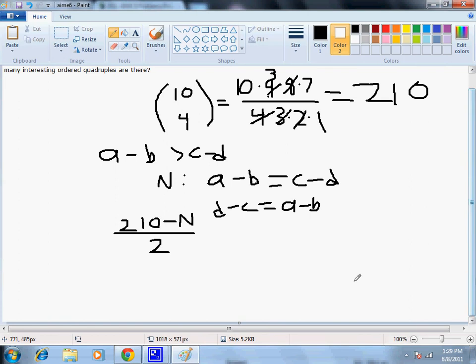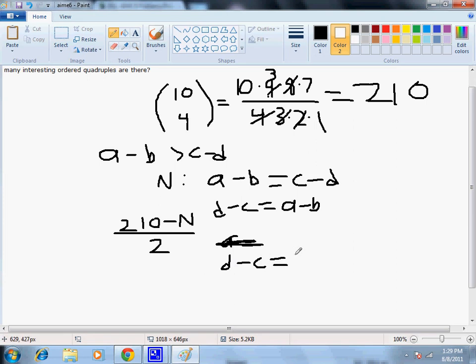To determine that, obviously A minus B can't be 0 because these are distinct numbers. So let's assume that D minus C equals 1 and A minus B equals 1. If this is the case, then we only have to specify what A and C are to find out what all 4 numbers are. So let's draw a table.